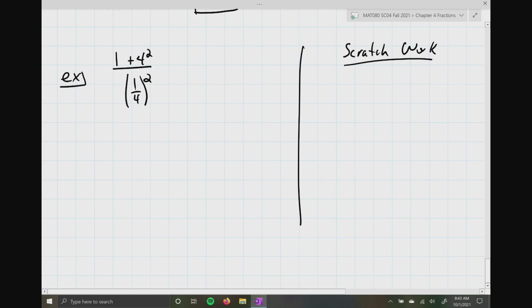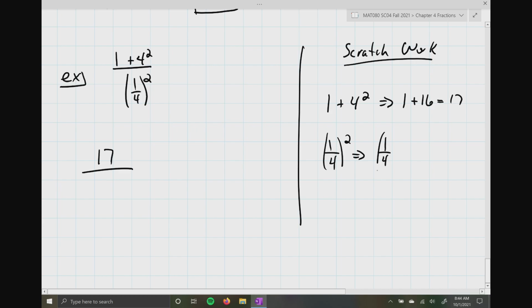So scratch work on the right-hand side. 1 plus 4 to the second is going to be 1 plus 16, which is 17. Does everybody agree with that? Now, downstairs, 1/4 to the second power means 1/4 times 1/4. There's nothing I can simplify, so I get 1 over 16. Everybody agree with that?